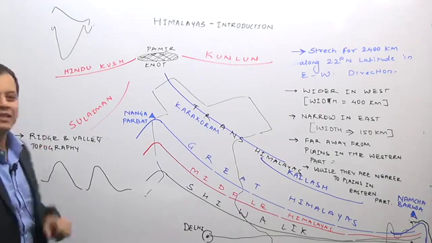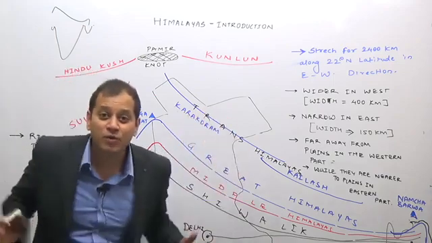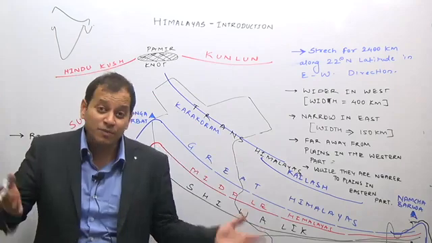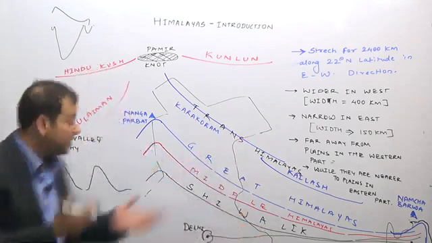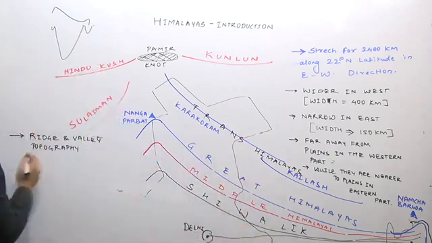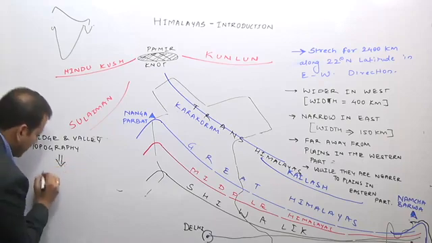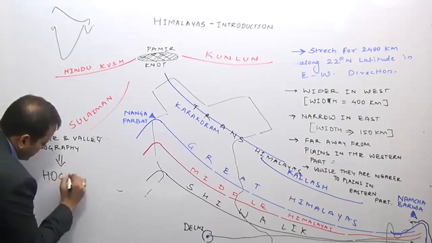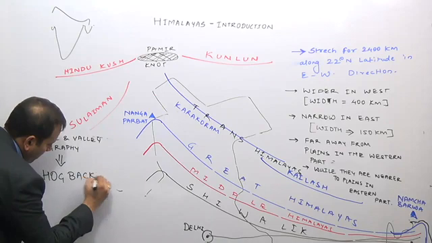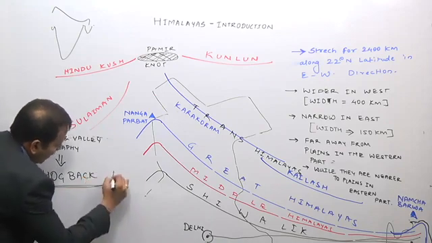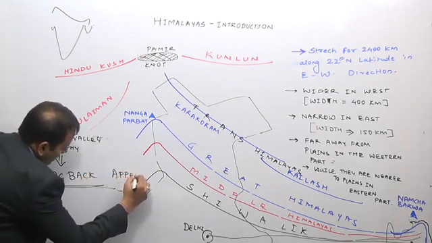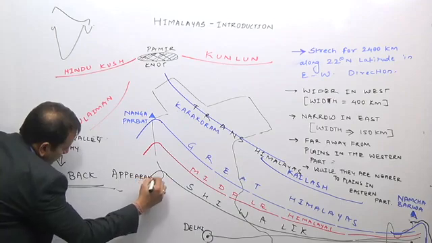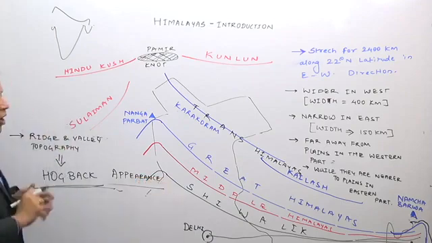In between, the valley between these two mountains is the beautiful valley of Kashmir. There are many hill stations. So this is a ridge and valley topography. Such an appearance is known as a hogback appearance. The Himalayas have a hogback appearance.